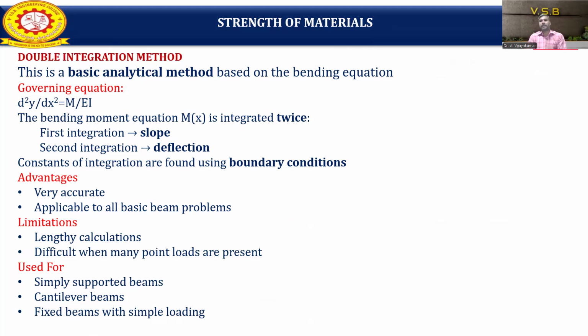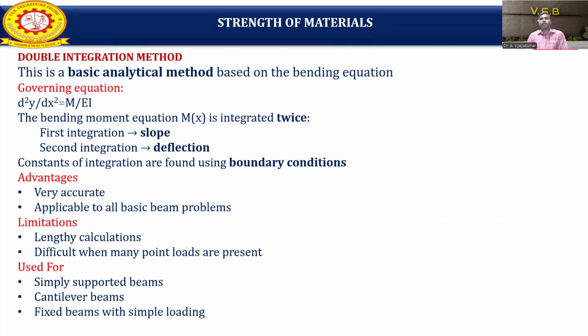So what is the limitation or disadvantage of the double integration method? It takes lengthy calculations and is difficult when many point loads are present. If you take a simply supported beam with several point loads A, B, C, or a continuous beam with different point loads, or point loads combined with uniformly distributed loads, with various loading systems, it is very difficult to find the slope and deflection. So if there are more loads and more supports, we need to go for another method to find the slope and deflection.